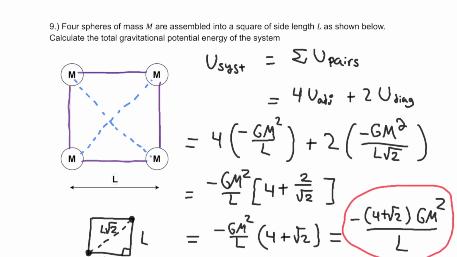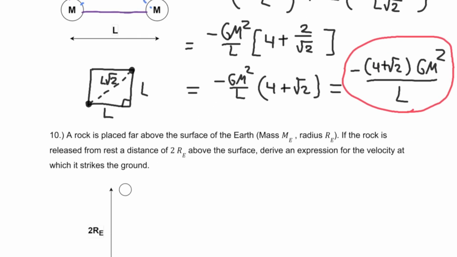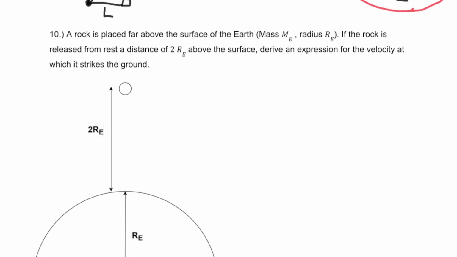All right, so next we're going to do an energy conservation question. So this is going to look very similar to what we've done with just the old mgh energy, except now, since we're dealing with things on the planetary scale, we have to use the new updated definition of our GPE. So, classic question, right? We got a rock, it's placed far above the Earth's surface, and we drop it a certain distance and want to figure out the impact velocity.